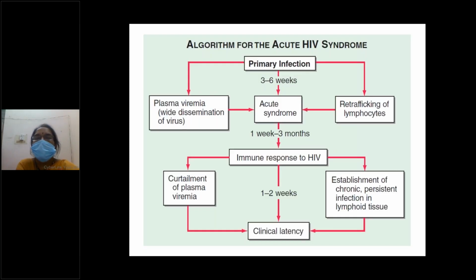So, what is acute HIV syndrome? Once HIV enters the body, after 3 to 6 weeks there is plasma viremia, which leads to the acute syndrome, and there is seeding of lymphocytes, which in turn leads to an immune response to HIV over 1 week to 3 months. So there is curtailment of plasma viremia, and after 1 to 2 weeks the patient is in clinical latency, and gradually there is chronic persistent infection in lymphoid tissue.